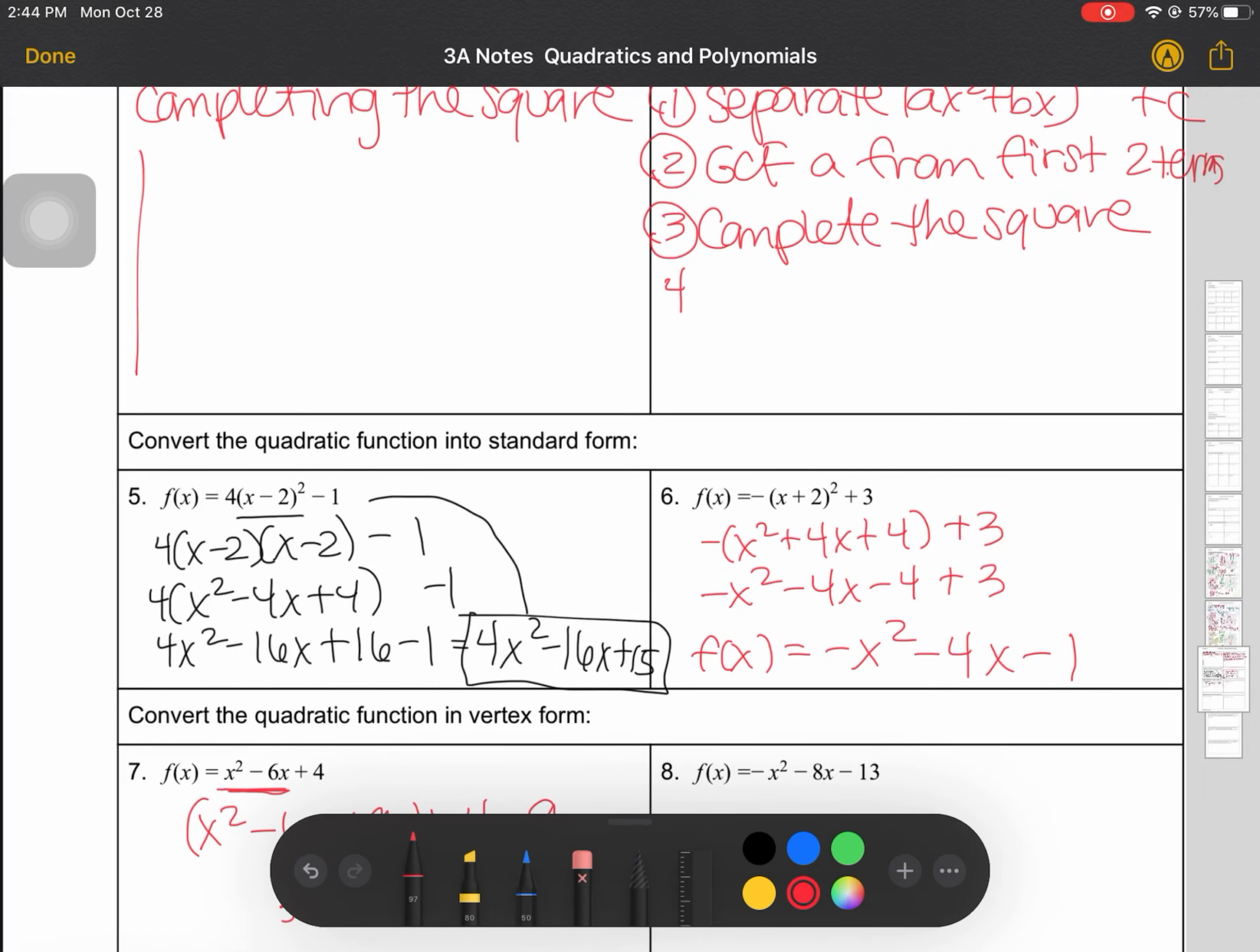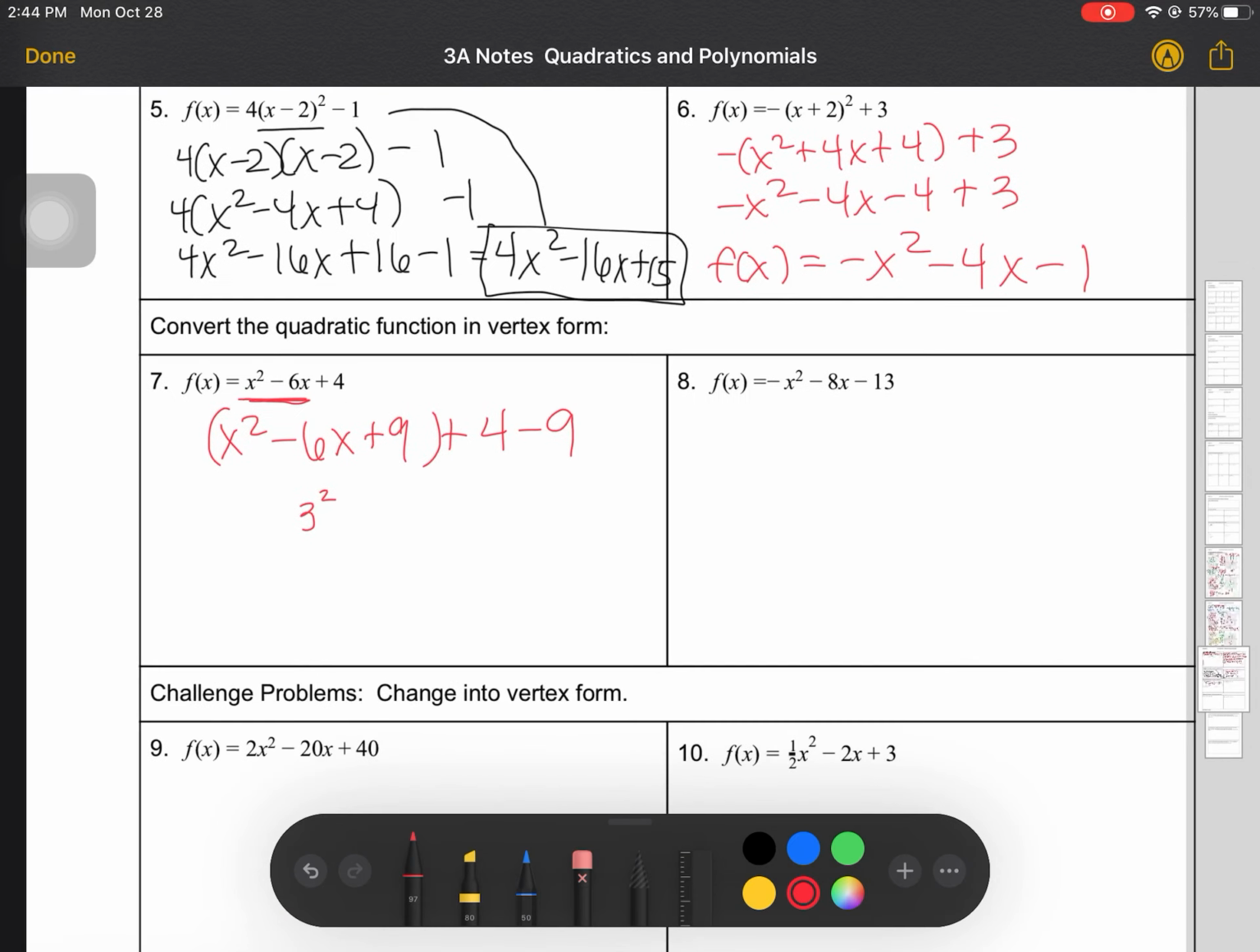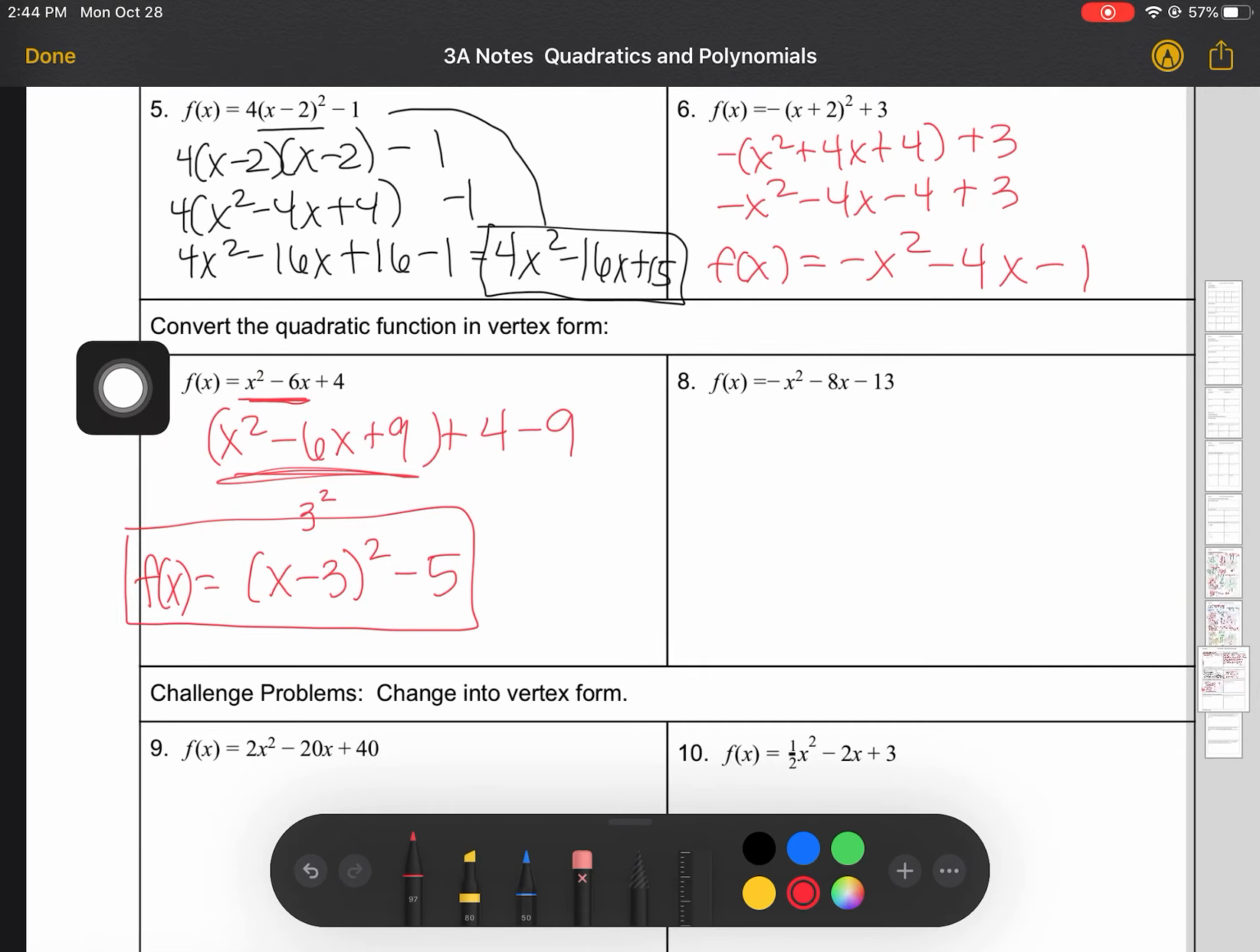Okay, then you are going to factor and simplify. So when I factor the first part, multiplying to 9 and adding to -6 is -3 and -3, so it's going to be x minus 3 squared. And then 4 minus 9, that gives me -5. This is my vertex form equation of the function I was originally given.